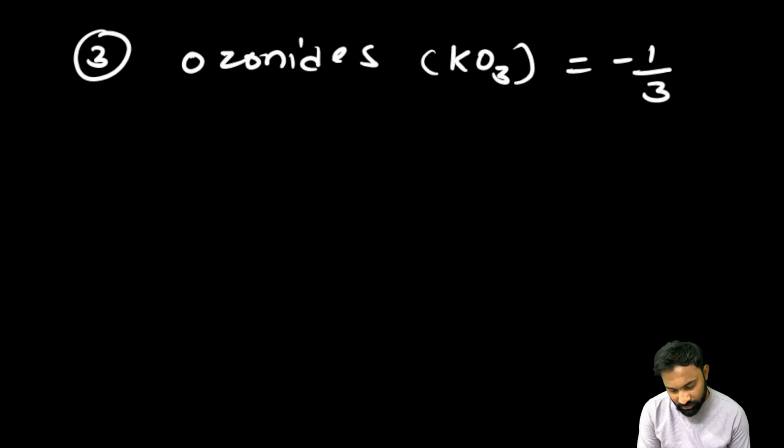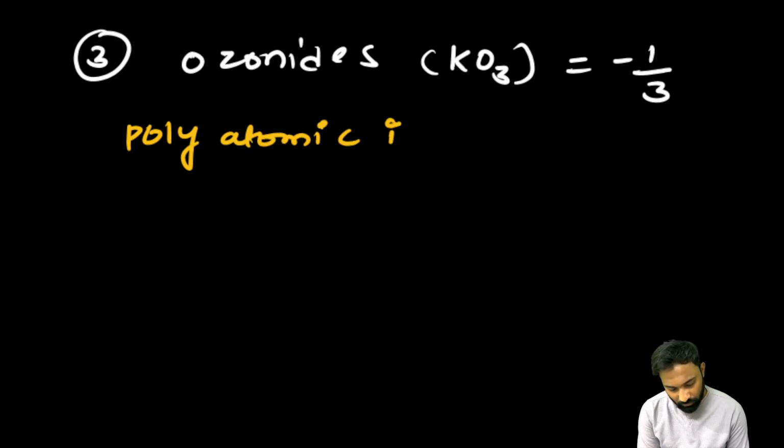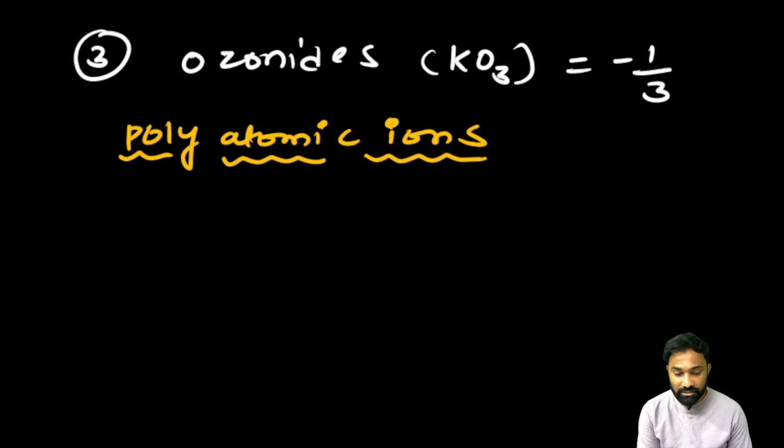Next, if they have given polyatomic ions, how do we identify the oxidation state? What is the meaning of a polyatomic ion?